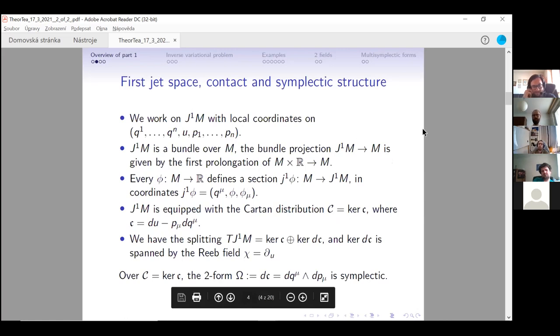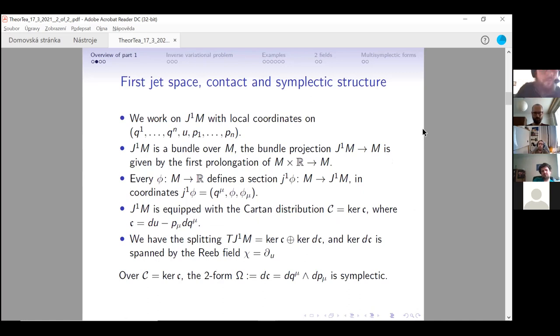Okay, so just a brief overview. We are working on the first jet space. On the first jet space are the differential forms that we are working with, and then the differential forms are pulled back down on the base manifold M to provide a description of the equation itself. So recall that J1M is a bundle over M with a bundle projection, and the projection itself is given by the first prolongation of this simple projection, M times R to M.